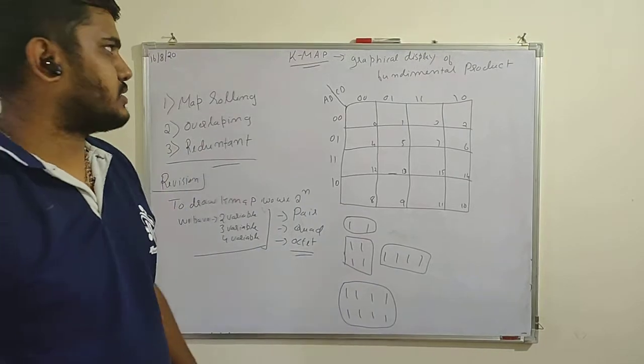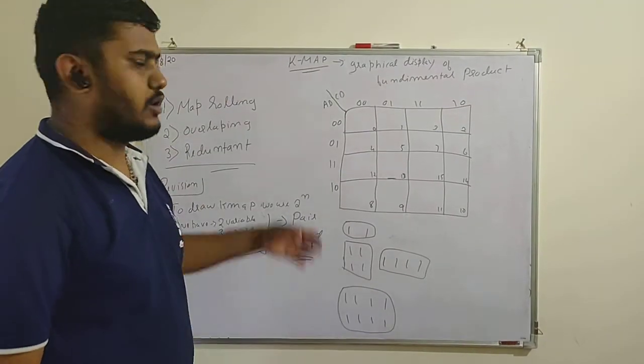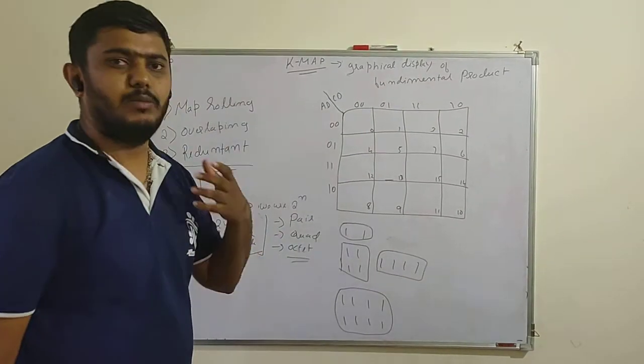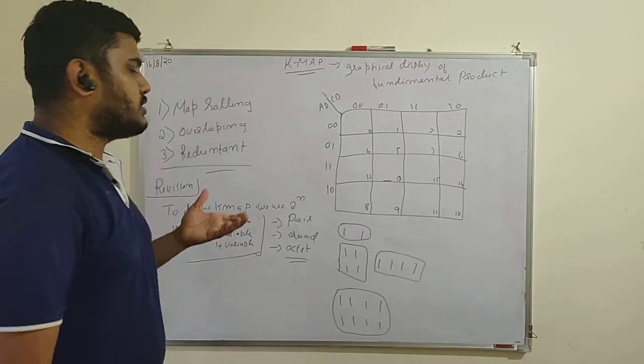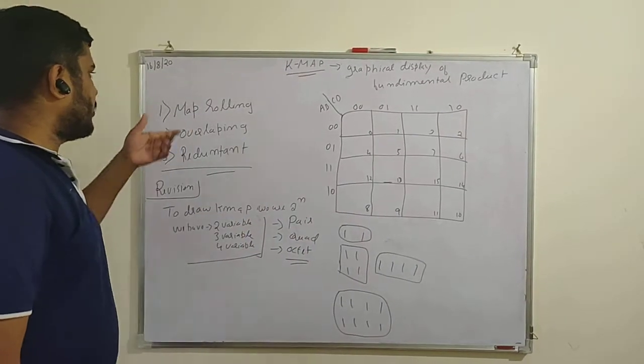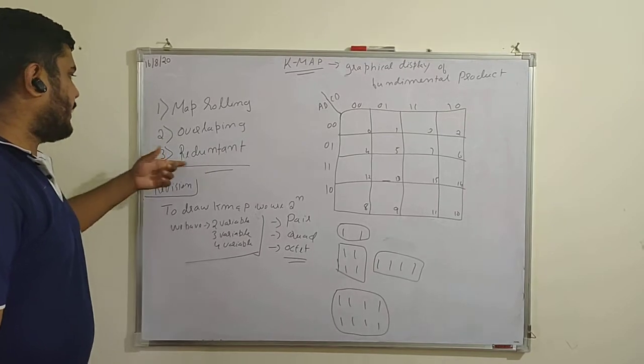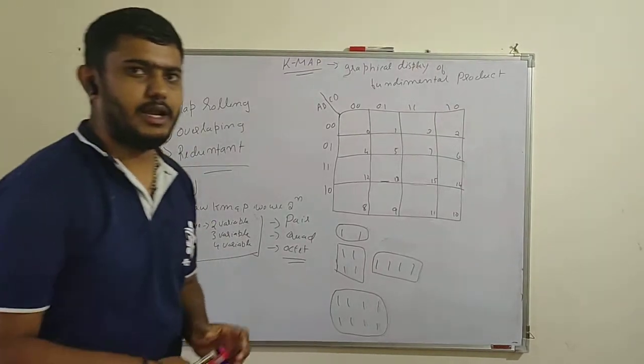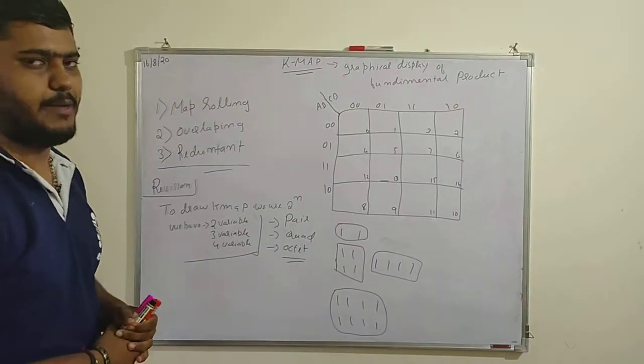Today in this class, let us discuss what a K-map is and how we work on a K-map further, along with some rules called map rolling, overlapping and redundant. Before starting my class, let us revise what a K-map actually is.